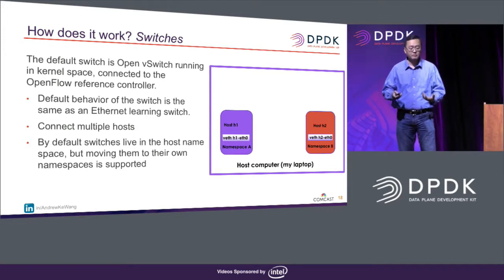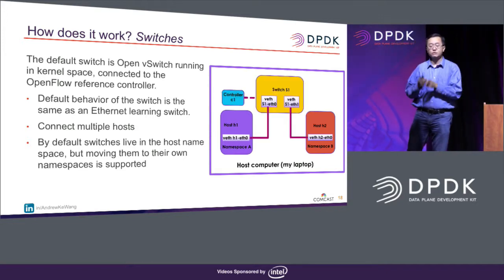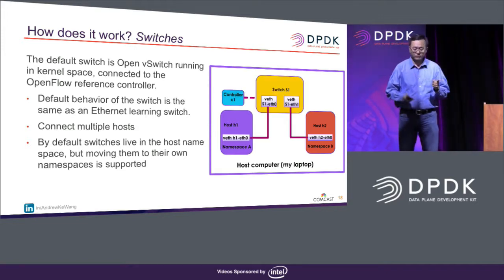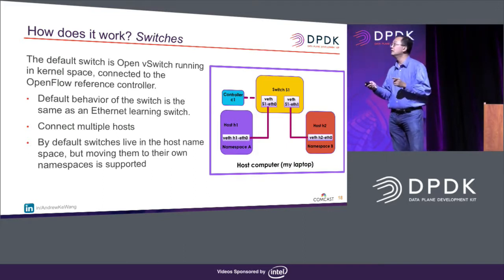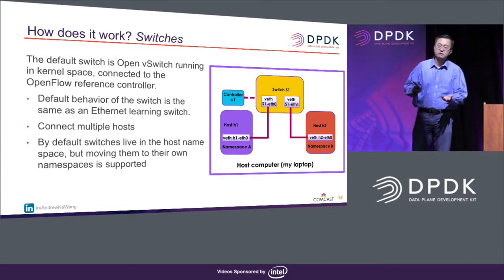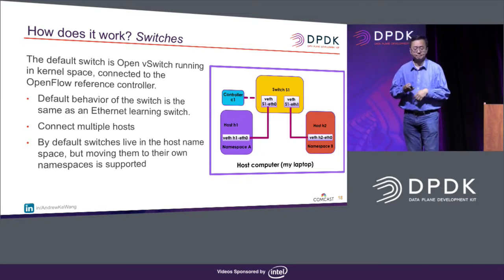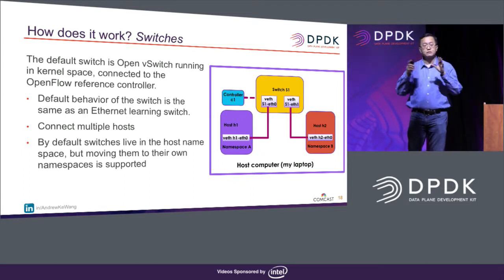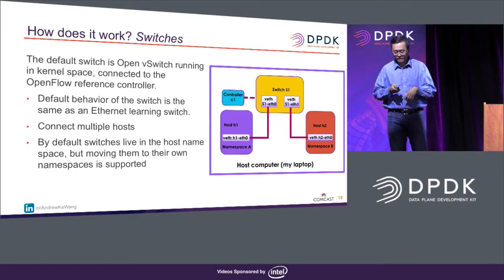Say we have this namespace, and they would be connected to the switch, and the controller would be the one dictating how packet processing happens in the switch, right? So, for all practical purposes, like we mentioned, the switch would act like an Ethernet learning switch. So these are the elements that allow Mininet to emulate a network.